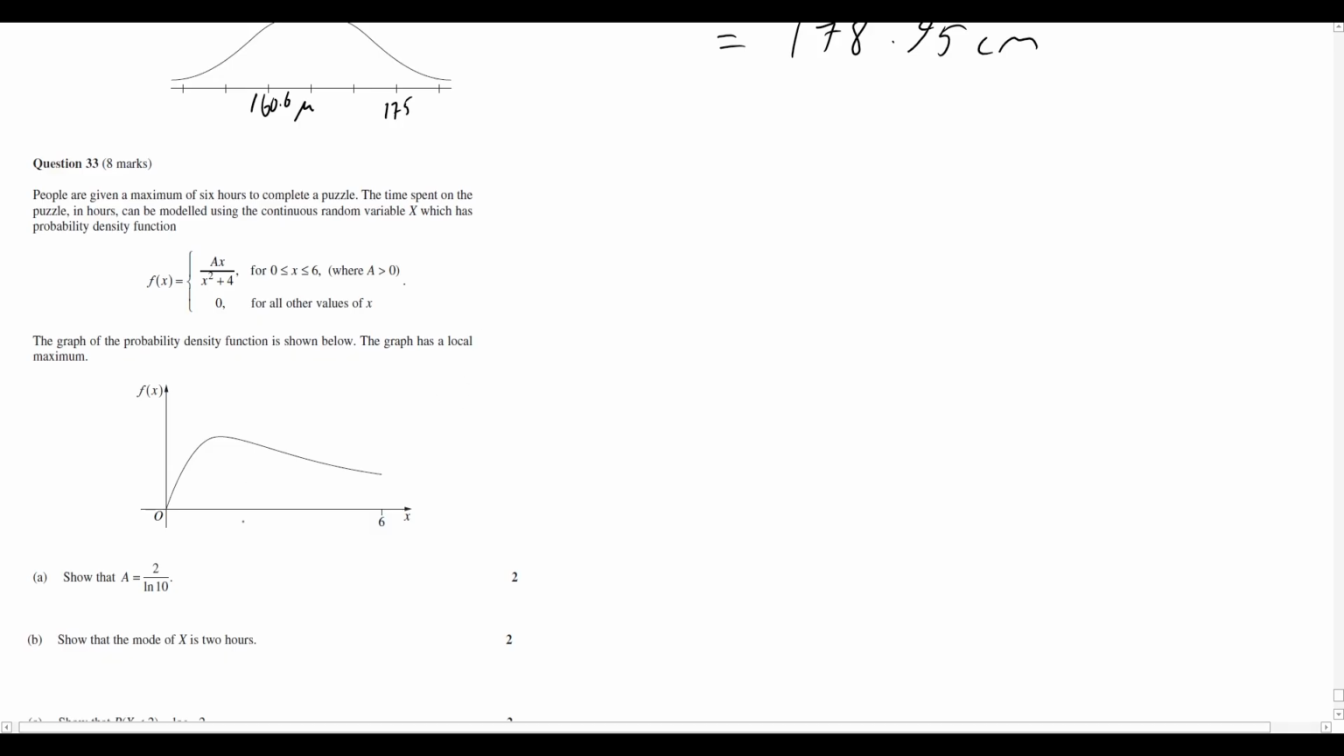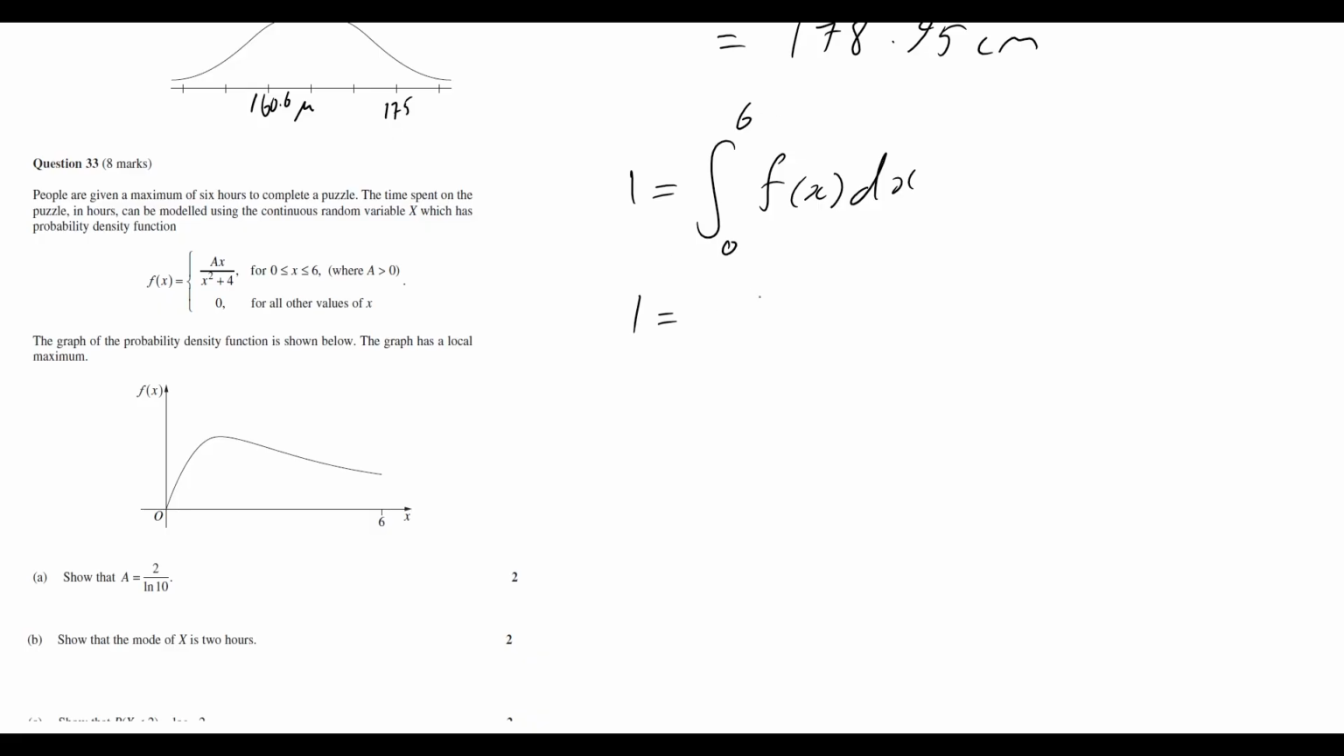Okay, so the first things first is that we need to show that a equals 2 over the natural log of 10. Okay, so first things first, well, we know that we have this probability density function there, and we know that the entire area underneath a probability density function is going to be equal to 1. So what we can say right off the bat is that 1 is going to be equal to the integral of f of x dx. Okay, fantastic, and we know our limits as well, since it's just going to be from 0 to 6.